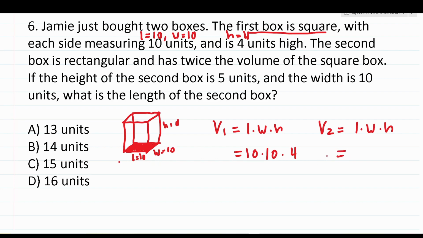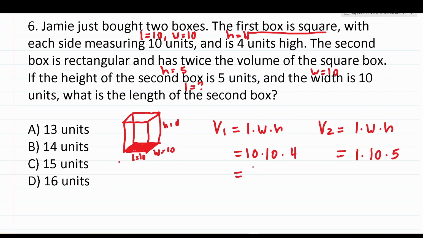What do we know about the second box? We're told that it has twice the volume of the square box. Its height is 5, so h is 5. Its width is 10, so w is 10. And we don't know its length, so we're going to be solving for L. So this becomes L. We don't know what L is. It has a width of 10 and a height of 5. So we're going to have to use information about the volume of this first box to answer a question about the volume of the second box. All right, so let's go ahead and do that.